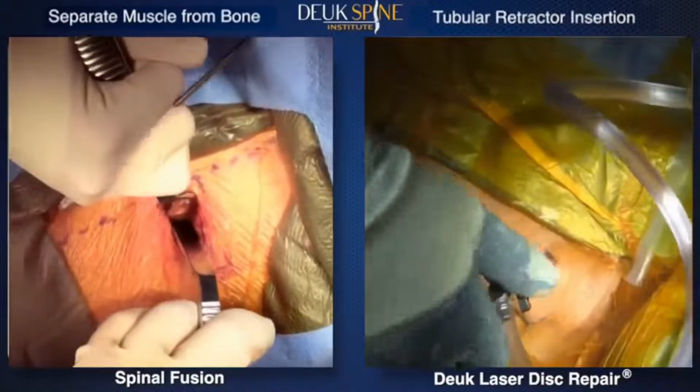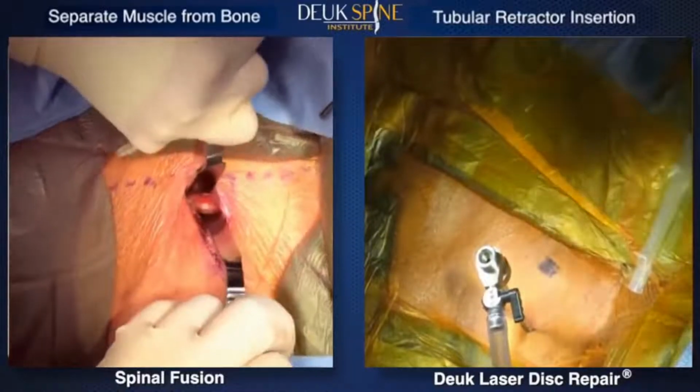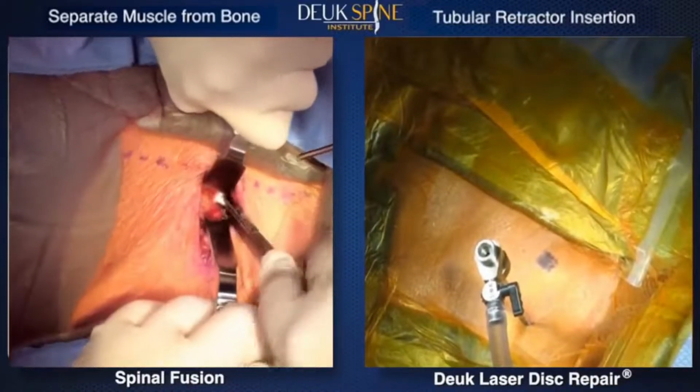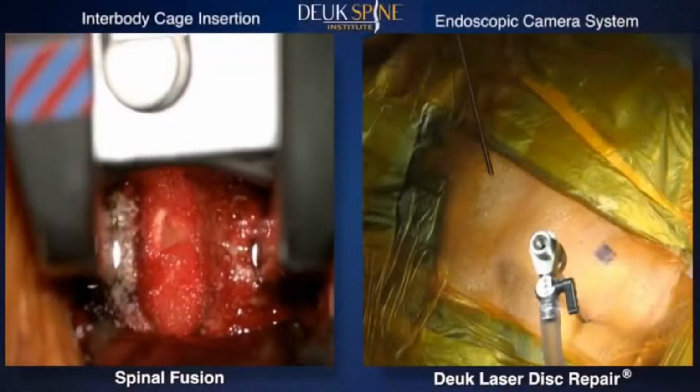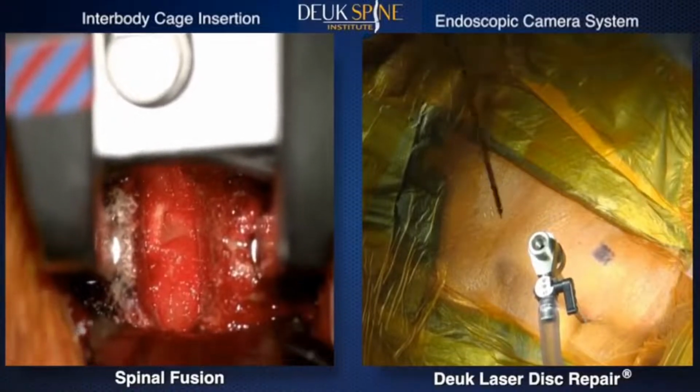To access the spine, the spinal fusion requires the muscle to be separated from the vertebrae. This very invasive action causes trauma and permanent damage to the muscles. Whereas in the endoscopic Deuk laser disc repair, the muscle is not damaged.